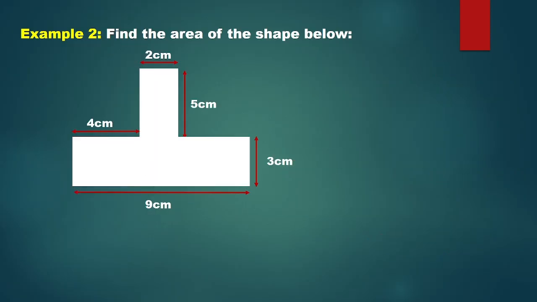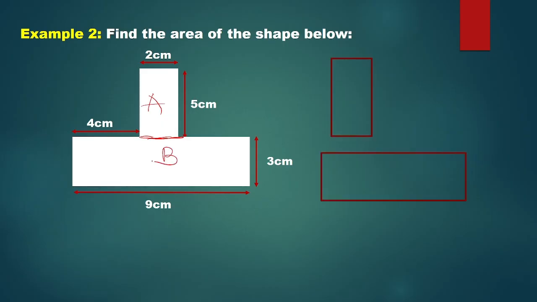Now, let's take another example. Here we have another complex shape. To find the area of this shape, I have to firstly break the shape into recognizable shapes, that is, into simple shapes. So this is A and this is B. Now, I have two rectangles. The first one has a length of 2 centimeter and a width of 5 centimeter. The second one has a length of 9 centimeter and a width of 3 centimeter. You can see that this is 9, this is 3, this is 2, this is 5. So this one has been done very easily.